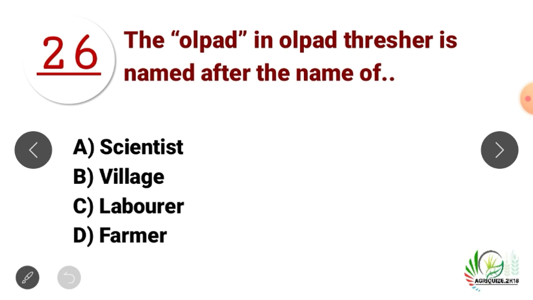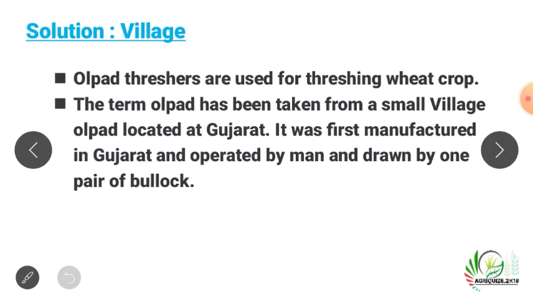Question number 27. The Olpad in Olpad thresher is named after the name of a village. Olpad threshers are used for threshing wheat crop. The term Olpad has been taken from the small village Olpad located in Gujarat.